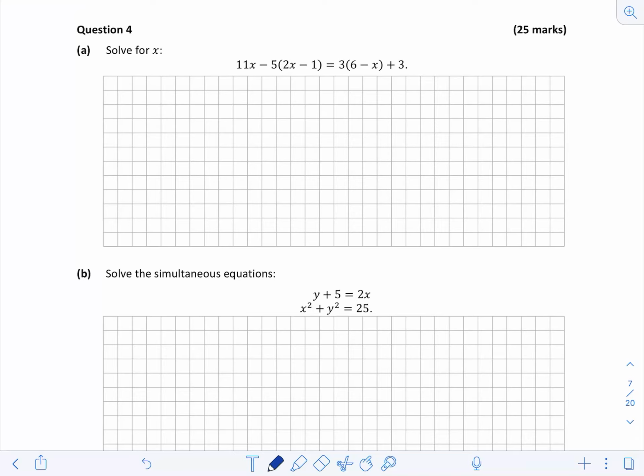Okay, so on to question 4 next. It's still 2017, paper 1, and we're asked to solve for x: 11x minus 5 times 2x minus 1 is equal to this thing over here. So down at the very end, I should write x is equal to some number.